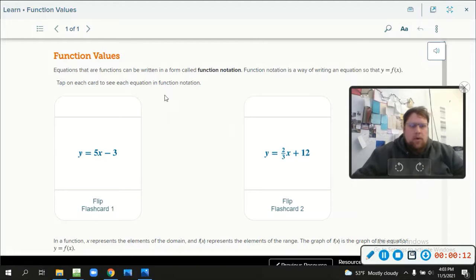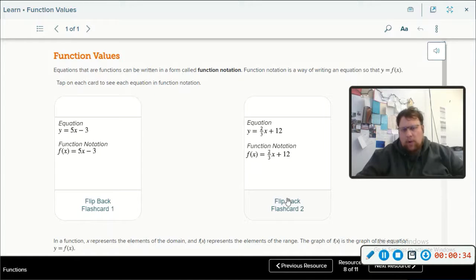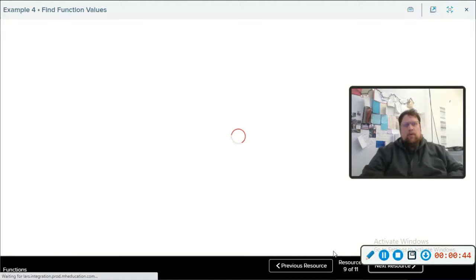Okay, so equations that are functions can be written with function notation. We talked about this the other day. Y equals f of x. So if this is the equation, then we see that the function is f of x equals 5x minus 3, where the equation is y equals 5x minus 3. Also, for the equation y equals 2/3 x plus 12, the function would be f of x equals 2/3 x plus 12. Same thing, we're just putting f of x. We say f of x, but it stands for a function of x. We even worked through some of these examples, but I just want to refresh your memory today.